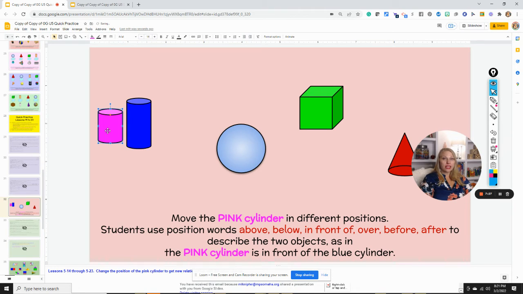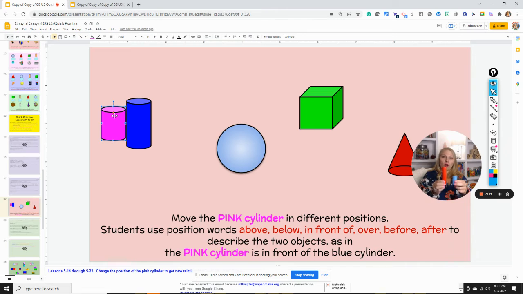What do we say if it's here? This is if it's before the blue cylinder, or if it's after the blue cylinder, if it's above, if it's below, or if it's in front of. Okay, so you're going to move this blue cylinder or this cylinder here to be in different places. Again, this could be where you use your real shapes if you're not using the slides. And the student leader could have something like this, and then they have to say what's happening here.